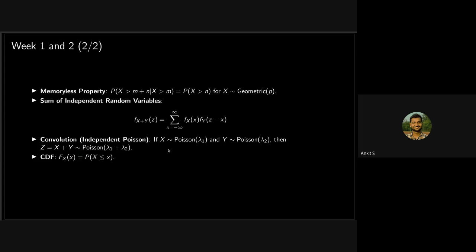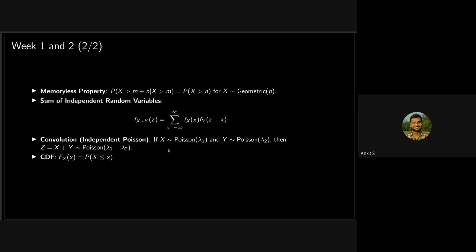Then one more important thing was that we have a geometric random variable. It has a memoryless property, which means that suppose you have a random variable x which is geometric, and it has already taken a value greater than m. Then what is the probability that it will take a value greater than m plus n?